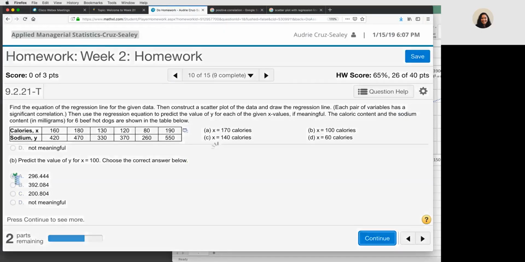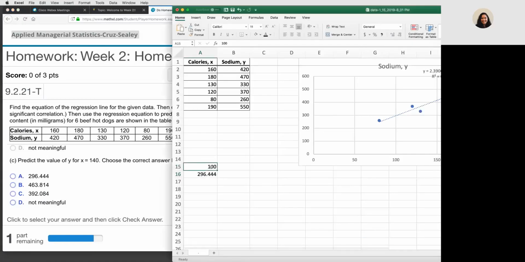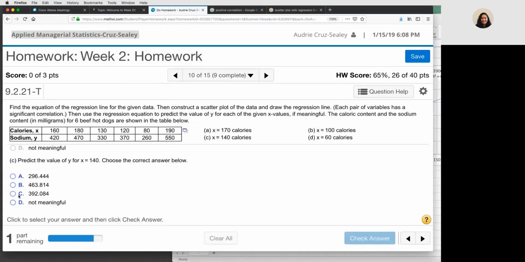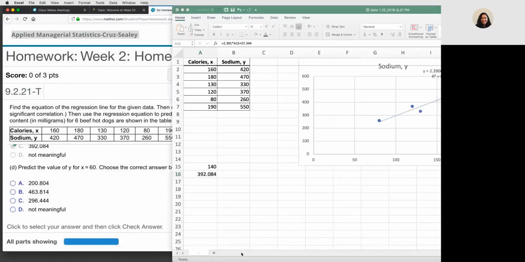The next one says, hey, what if I have 140 calories? How much sodium am I going to intake? Well, 140 is fine. 140 is in between 80 and 190. We agree? So since it's between 80 and 190, I'm going to change this to 140. And I get 392.804. Oh, 392.084. Excellent. And then what about 60? If I type in 60, it gives me an answer, 200.804. Is that the answer?